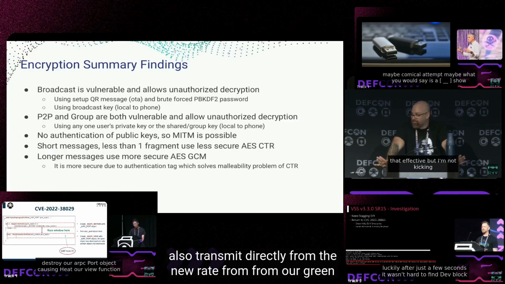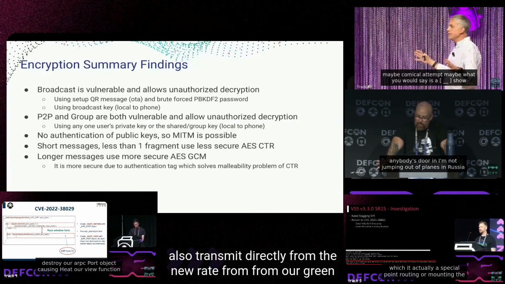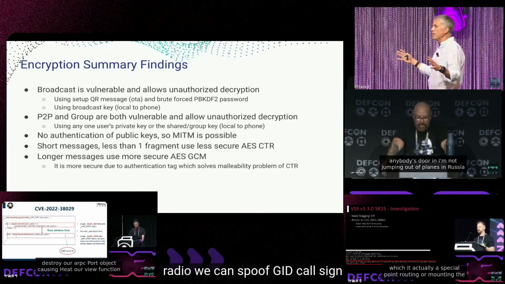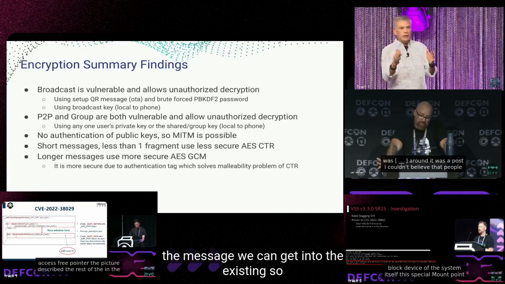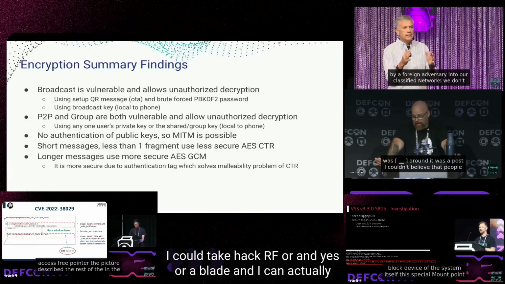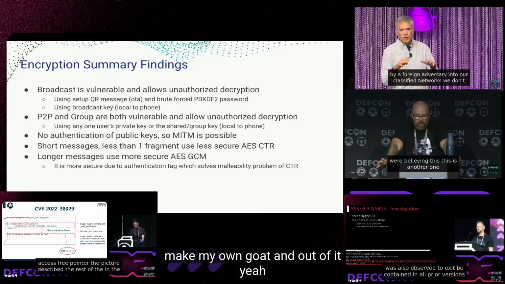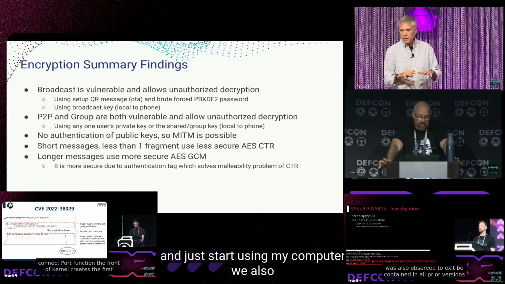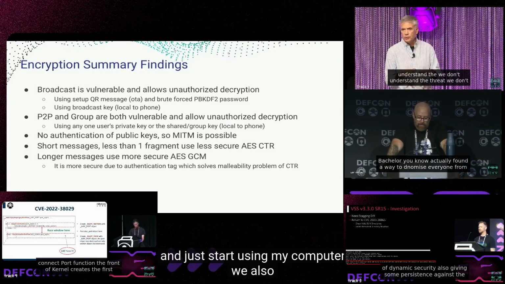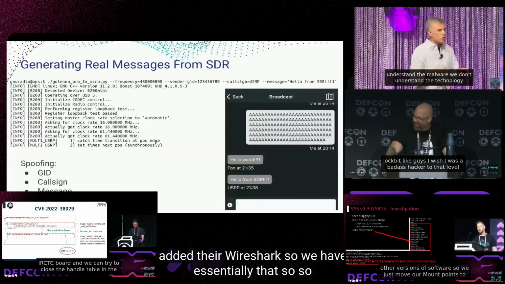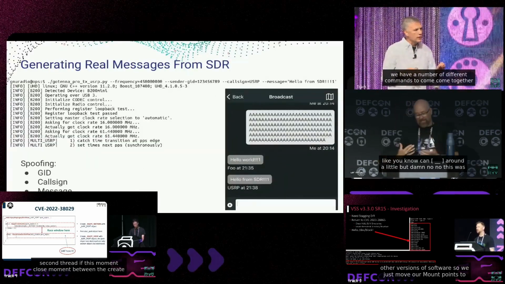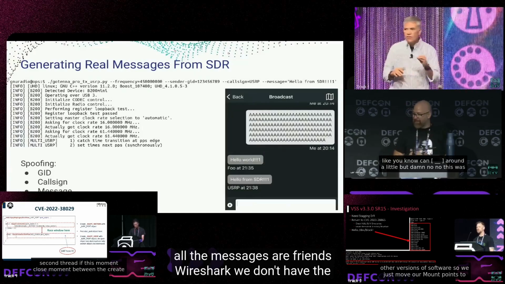There's no public key authentication, so man-in-the-middle is possible. Short messages, less than one fragment, use the less secure AES CTR. Messages under roughly 35 to 45 characters, depending on the message, use CTR, so that has integrity concerns even though it is encrypted. Longer messages use the more secure GCM, but you need to send around 50 characters to get to that.